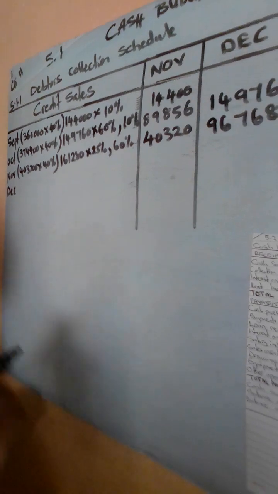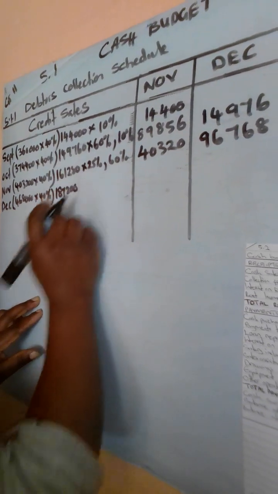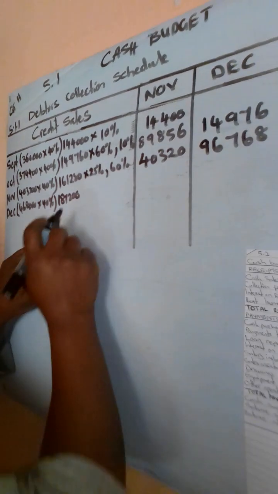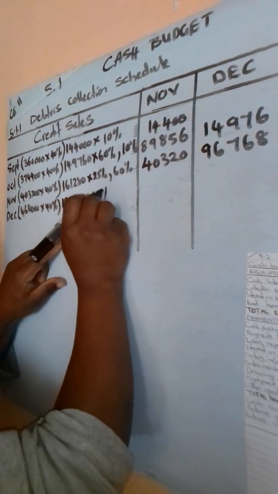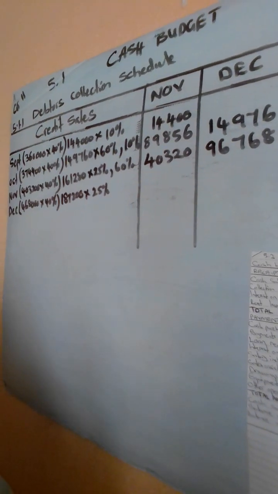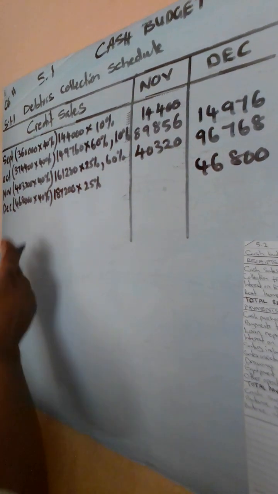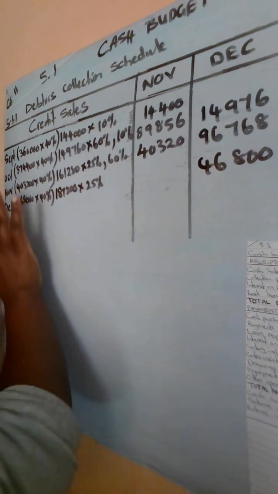Now let's move on to the month of December. The total sales for December are 468,000. So we're going to say 468,000 multiplied by 40%. 40% of 468,000 will give us 187,200. And then same month, 25%. 25% of 187,200 gives us 46,800, which is going to be received in the month of December. 1 month from December, we're in January, we do not need to do that calculation. So this is the last calculation.